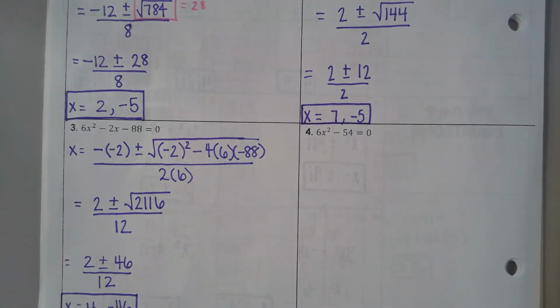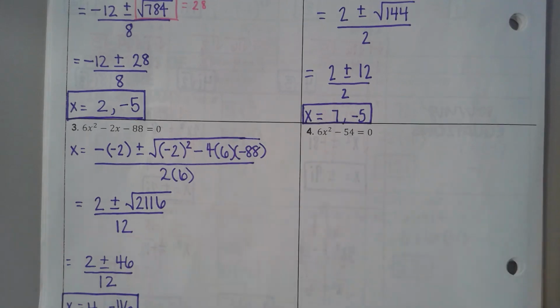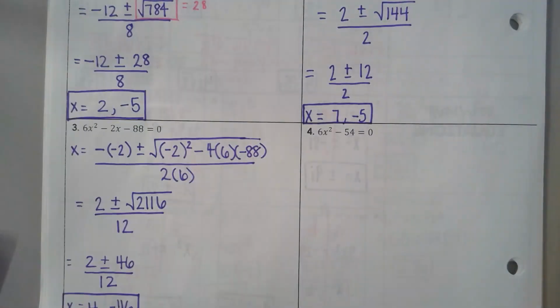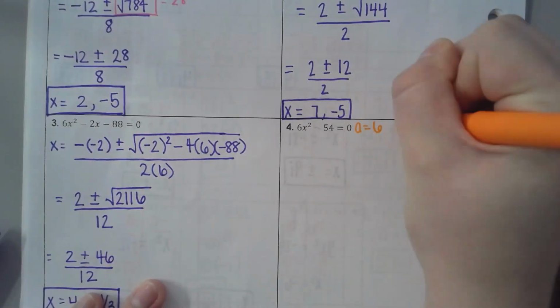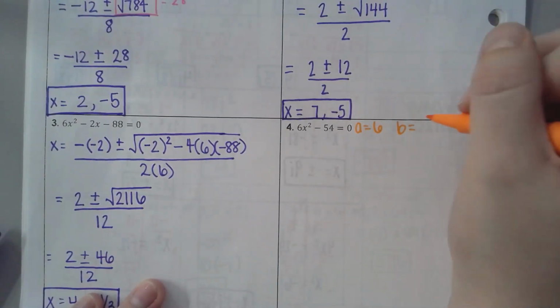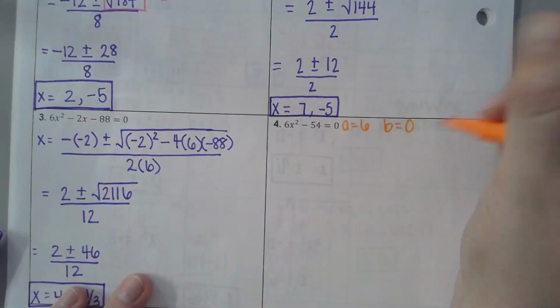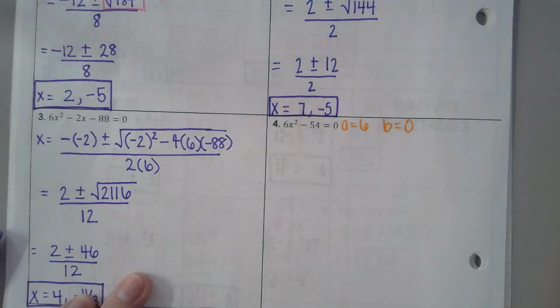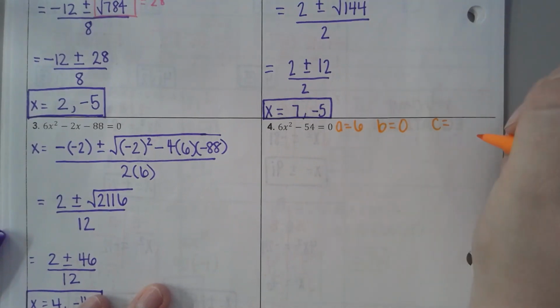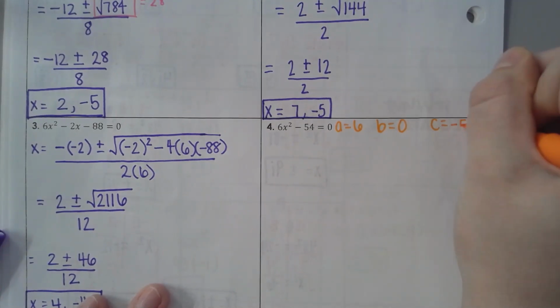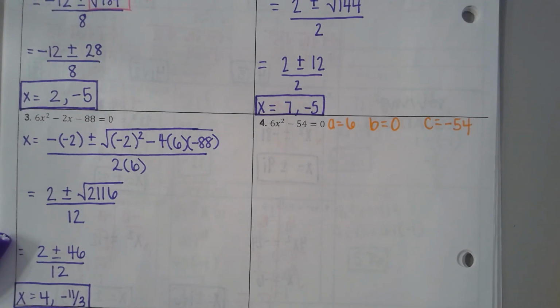Before we get to number 4, let's just think about what is your A? 6. What is your B? There isn't one, so you put 0. If there's no just plain x, your B is 0. And then your C is what? Negative 54. So see what you can do with number 4.